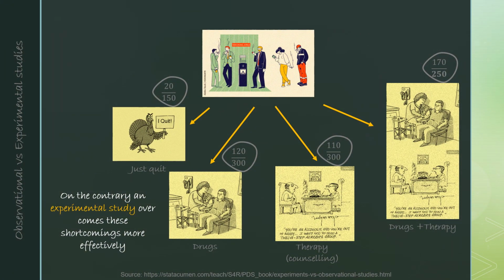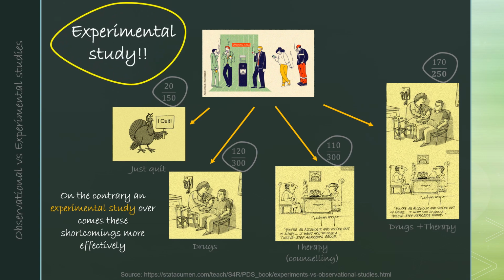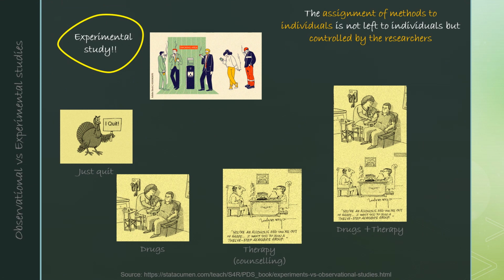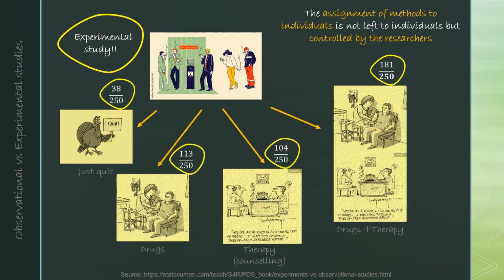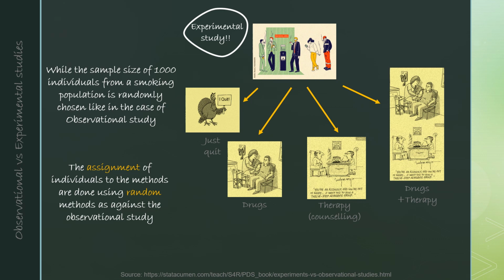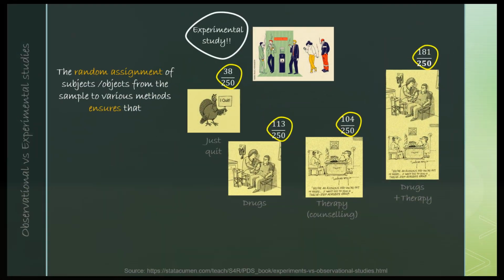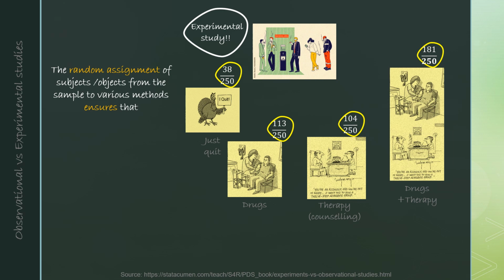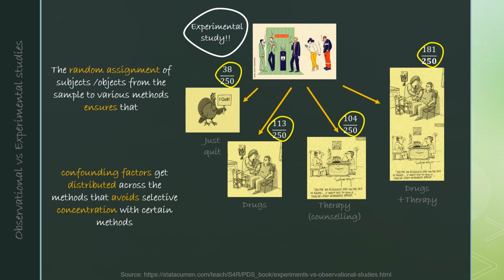On the contrary, an experimental study overcomes these shortcomings more effectively. In an experimental study, the assignment of methods to individuals is not left to individuals but controlled by the researchers. While the sample of 1,000 individuals from a smoking population is randomly chosen, like in the case of the observational study, the assignment of individuals to methods is done using random methods, as against the observational study. The random assignment of subjects or objects from the sample to various methods ensures that confounding factors get distributed across the methods, which avoids selective concentration with certain methods.